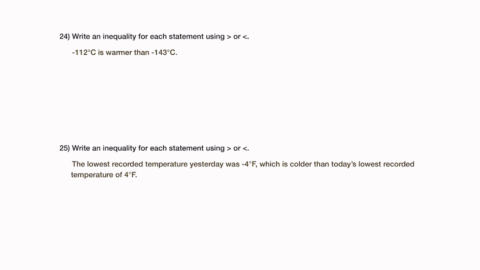The next set of questions, we have to write the inequality sign based on the description that's given. So the first one says -112 degrees Celsius is warmer than -143 degrees Celsius, right? So we write the numbers -112 degrees Celsius, -143 degrees Celsius. Now, -112 is warmer and it's larger, right? Negative number. So this is what we have to do.